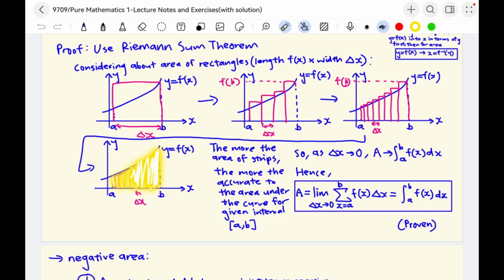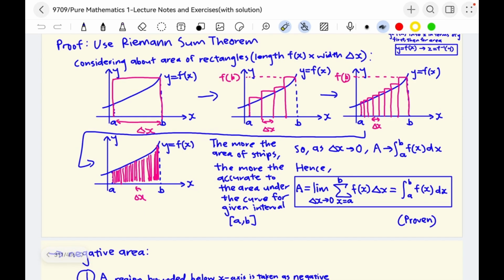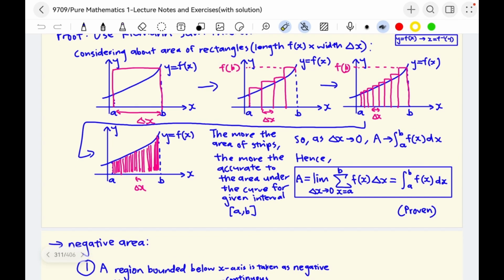Of course, I'm talking nonsense. It's because the more strips you add, the width of each strip, which is delta x, approaches 0, which means it's not measurable by you. So here's the summary: the more strips added under the curve, the more accurate the area under the curve for the given interval.